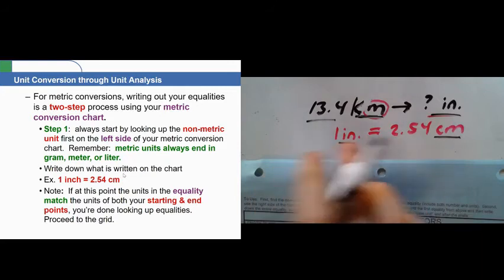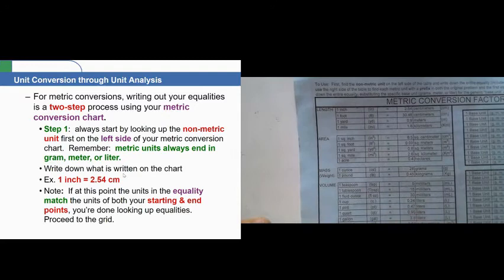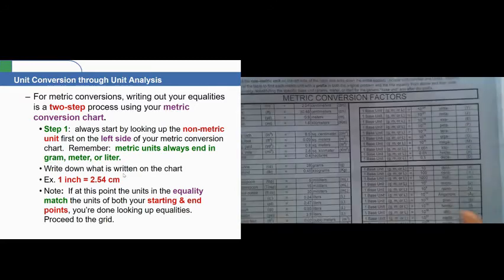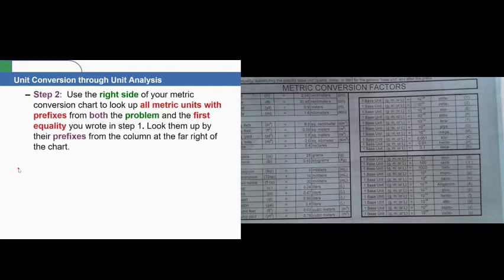Once you've established that you have the first side, once you use this first side of the table, you only use it once. That's it. All the other conversions or equalities are going to come from this other side. Now, the next step is use the right side of your metric conversion chart to look up all metric units with prefixes from both the problem and the first equality that you wrote in step 1. You're going to look them up by their prefixes from the column at the far right of the chart.